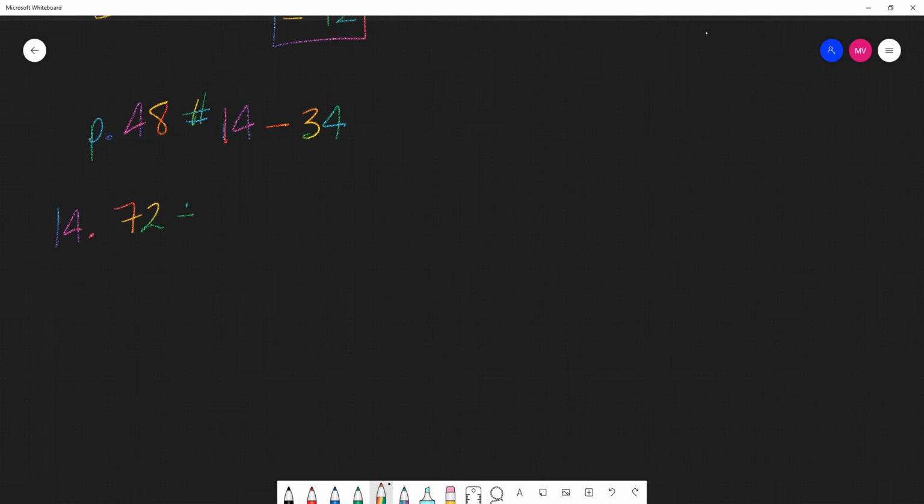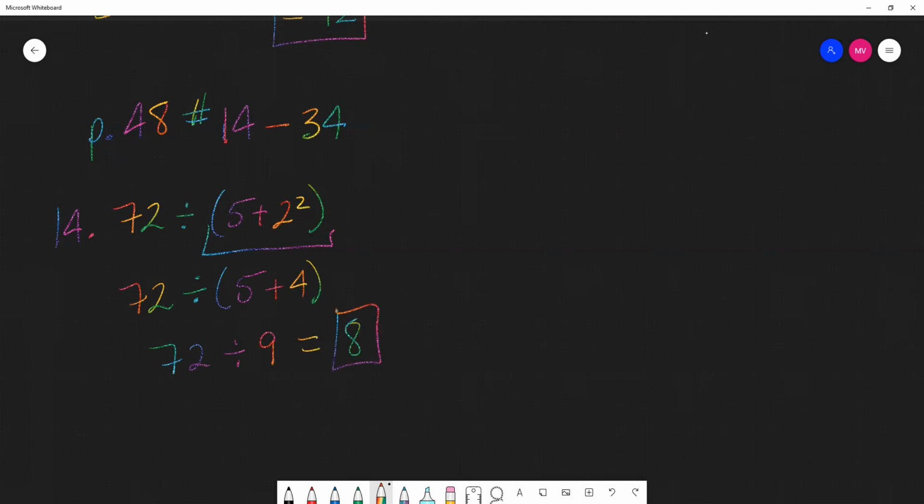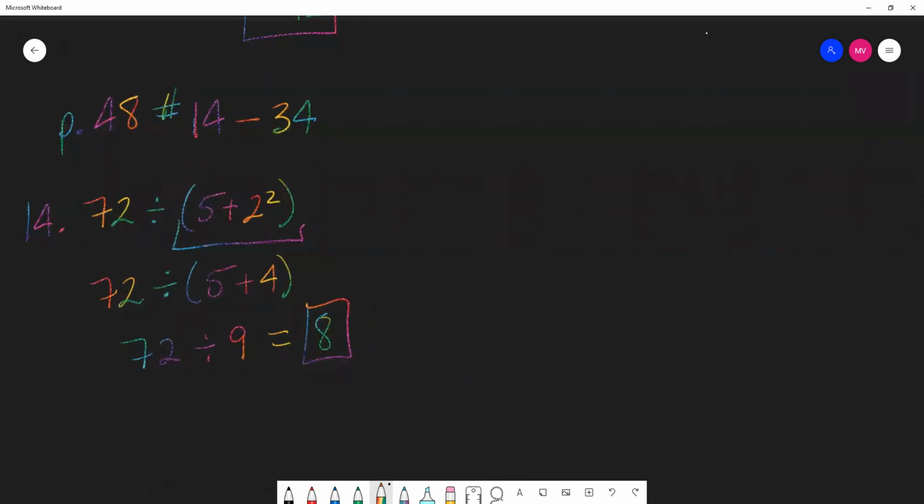So 72 divided by 5 plus 2 squared. All right, since I'm doing videos, I want you guys to just write as I go so we can move this along. But first, we work inside our grouping symbol, the parentheses, and we have an exponent here. So we would solve that first. So this is 5 plus 4, and that gives us 9. 72 divided by 9 is 8.